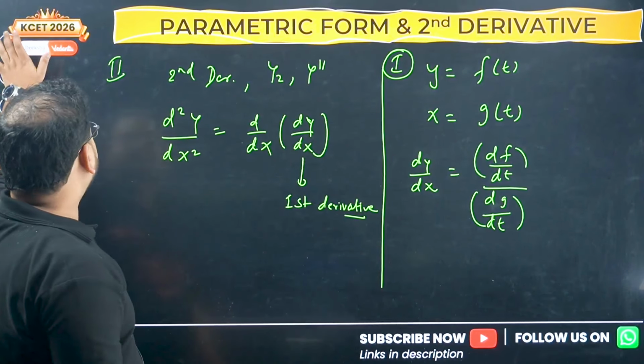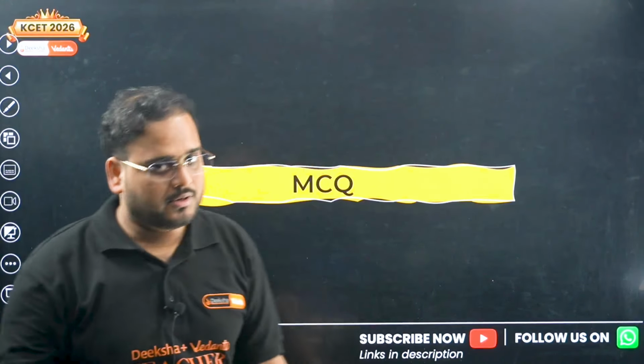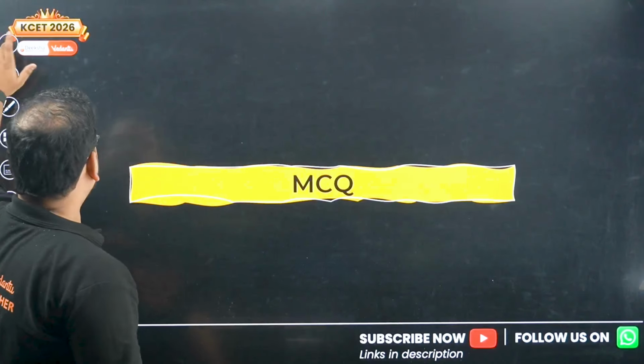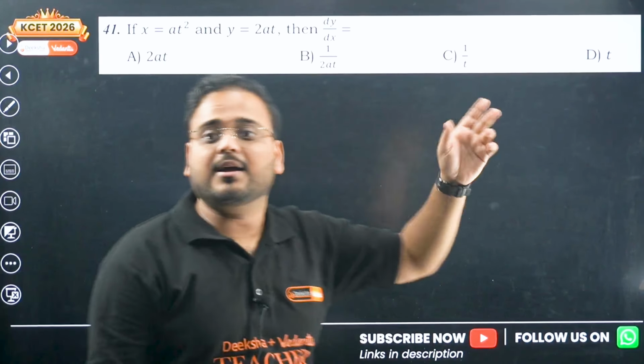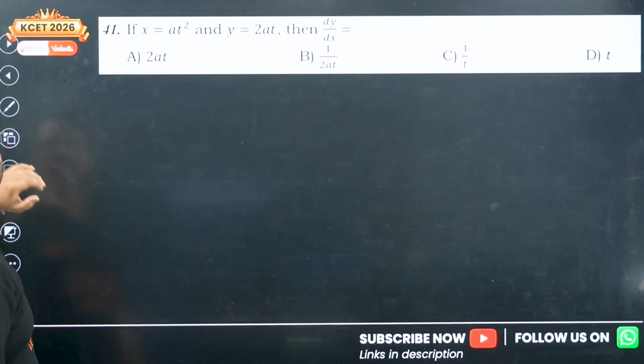Okay. Now it's time for questions. It's time for questions, starting from MCQs. Are you ready? Let's start from question number 1. Again from the question bank, which is question number 41 from parametric form.